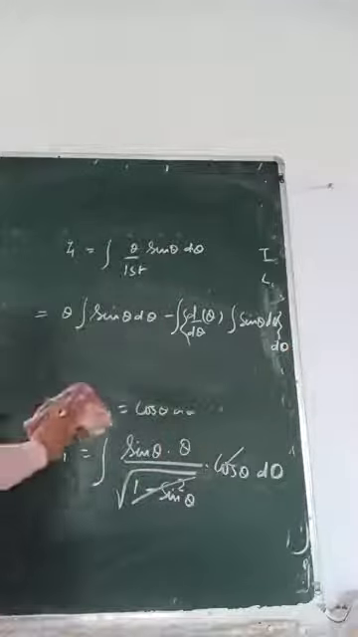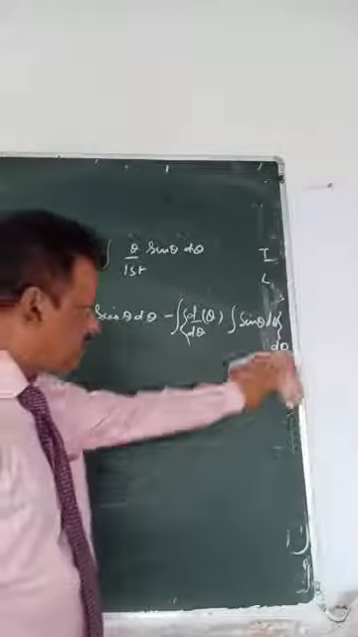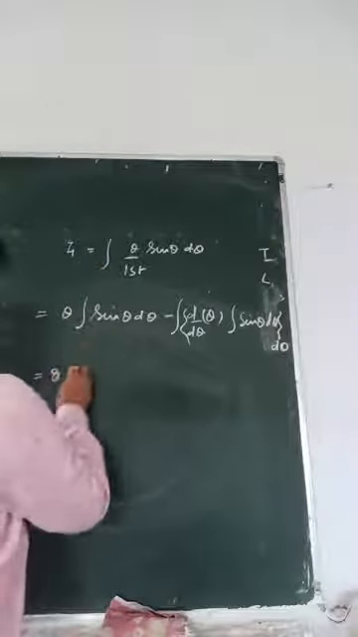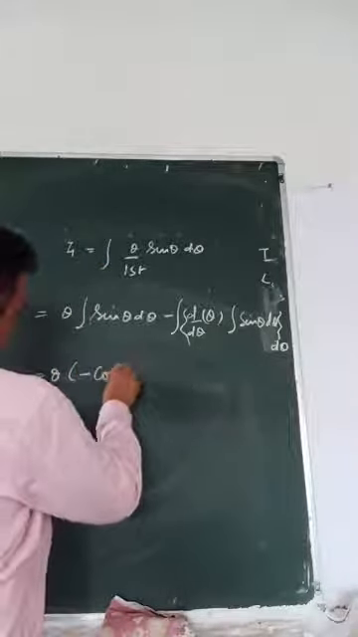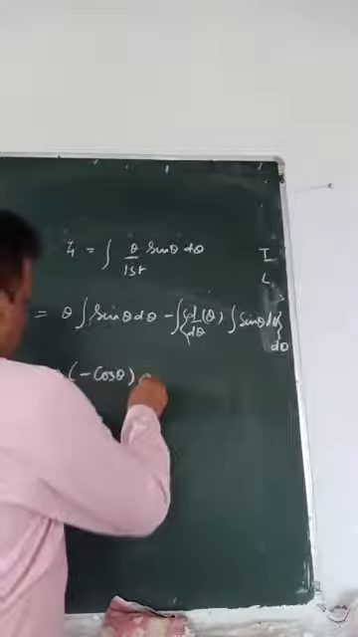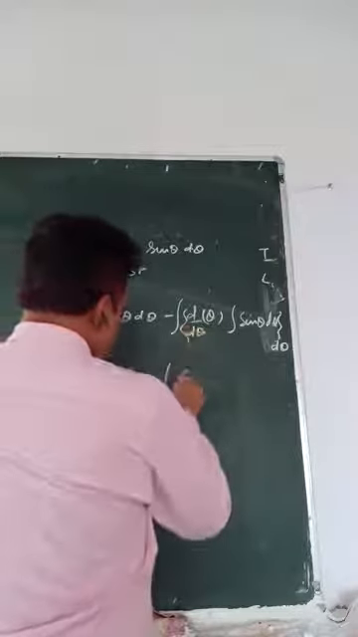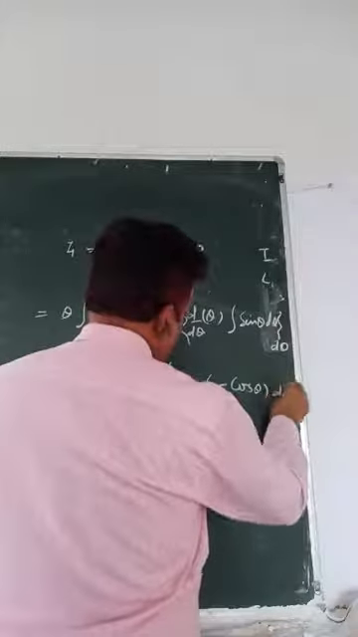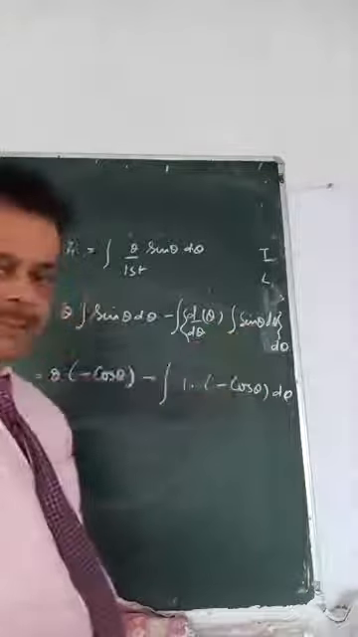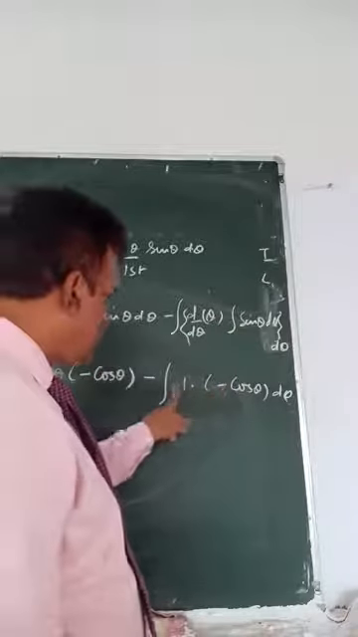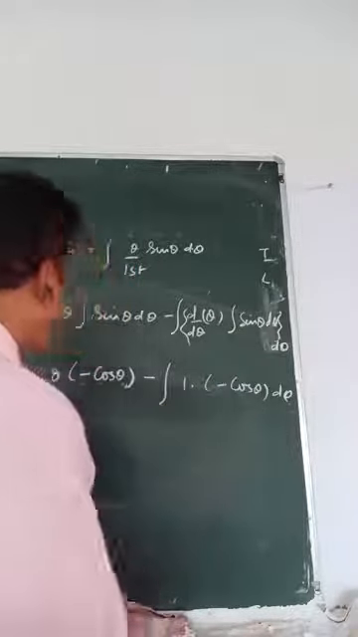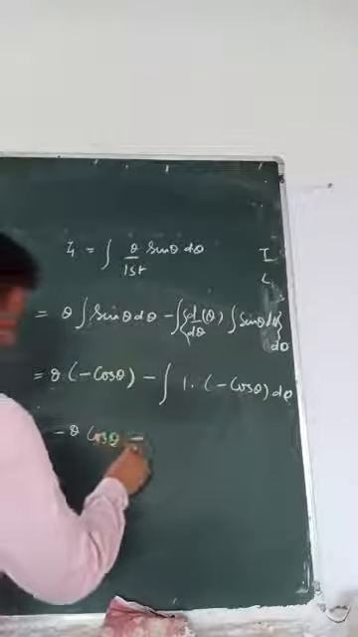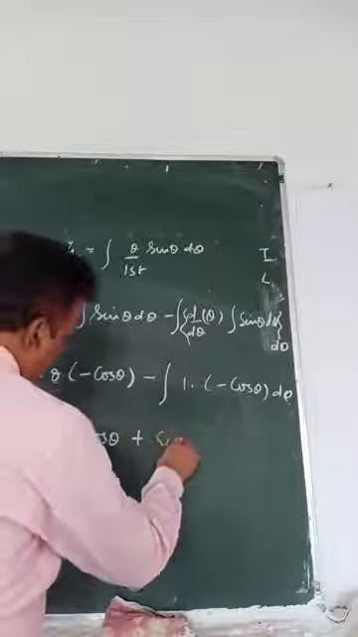Okay, bit lengthy, but this kind of question they will expect in the exam. So it is theta into integration of sin, which is minus cos theta, minus derivative of theta is 1, into minus cos theta d theta. Because its integration is this. Now minus minus will be plus. So only integration of cos theta will be sin theta. So minus theta cos theta plus sin theta.